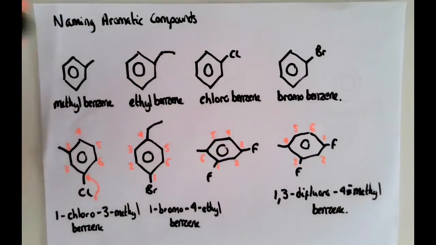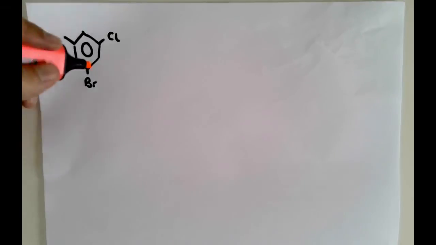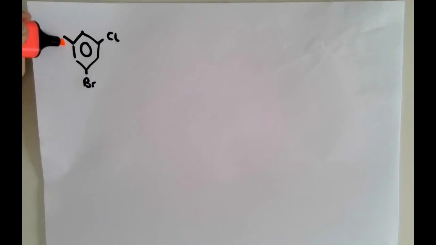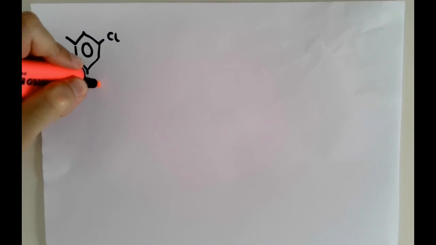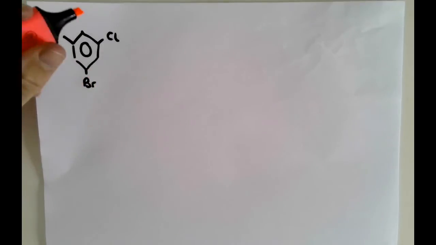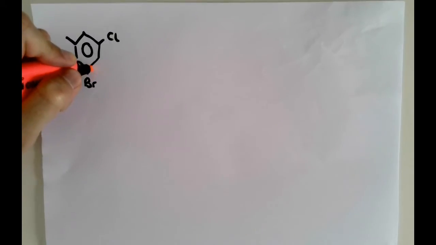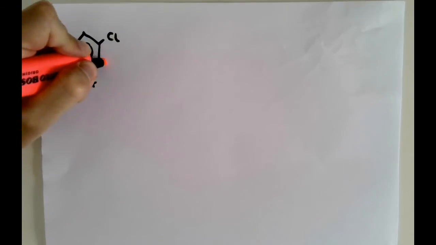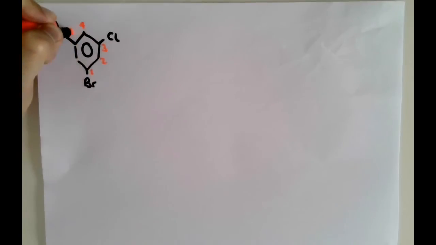Maybe it's worth doing one more of those, so let me just think of one more of those. Okay, so one more for practice. Let's do this one here. We've got to decide which would get the highest priority. The halogens would get a higher priority than the methyl group, and then because this halogen has the higher atomic number, so more protons, this one would also get higher priority again. So 1, 2, 3, 4, 5, 6, like that.